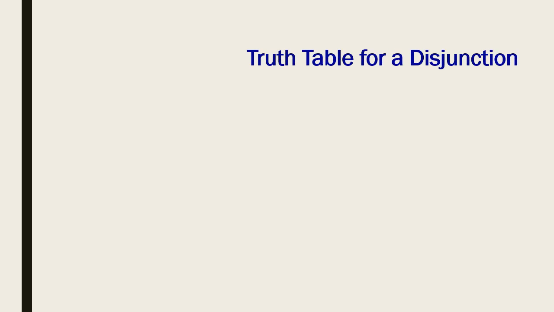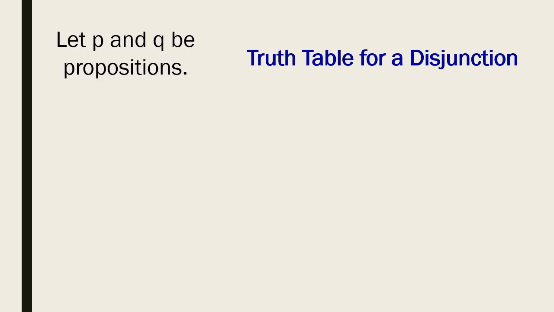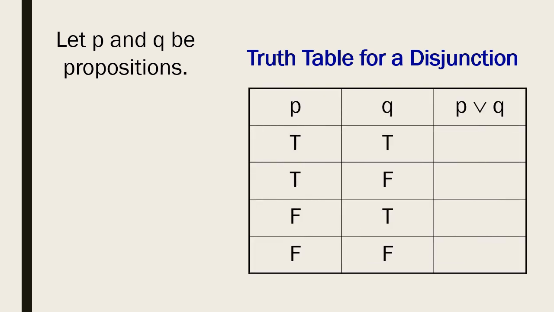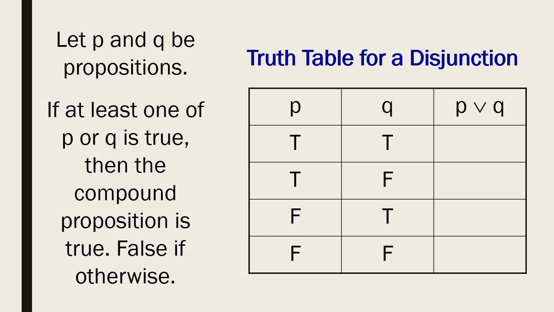Now let's have a truth table for a disjunction. Let P and Q be propositions. So we have P and Q here. So P: T, T, F, F, for Q: T, F, T, F. Then let's have a column for P or Q. If at least one of P or Q is true, then the compound proposition is true. False if otherwise. Meaning to say, if there is only one true, then the compound proposition is true.